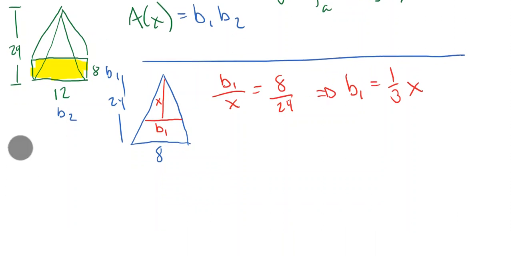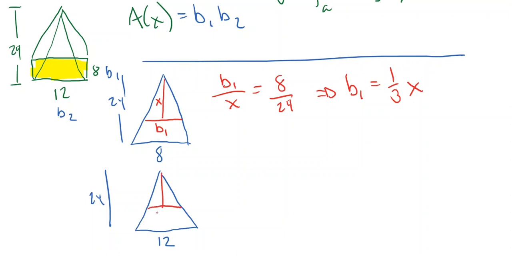Likewise, we can do the same thing for B sub 2. In this case, what we have to do is change this to a 12. We still have a height of 24. And we will still make this be a distance x, and this time we will have this be B2. And once again, we use similar triangles, so B2 is to x as 12 is to 24, which then becomes B sub 2 is 1/2 x.